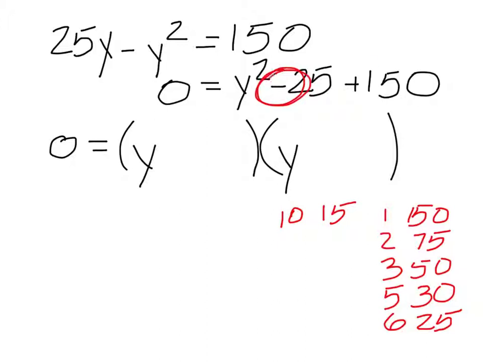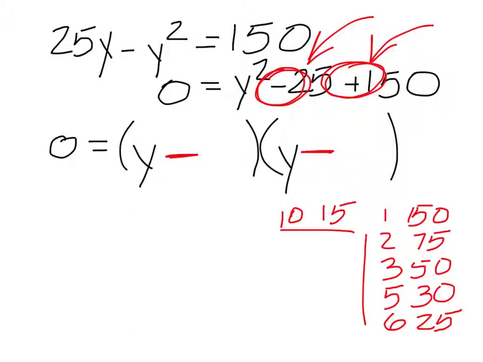Recognize that if you have a minus plus combination in your equation, your factorization is going to have to be minus minus, because two negatives multiply to give you a positive and two negatives add to give you a negative. So knowing that your two factors have to be negative, which pair of numbers in here would add up to give me negative 25? 10 and 15, but remember they have to be negative.